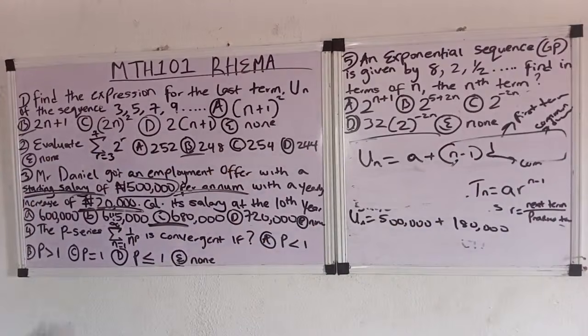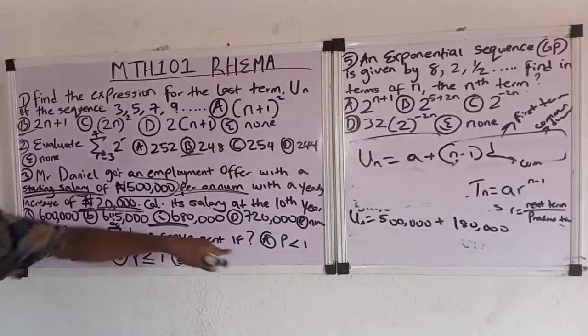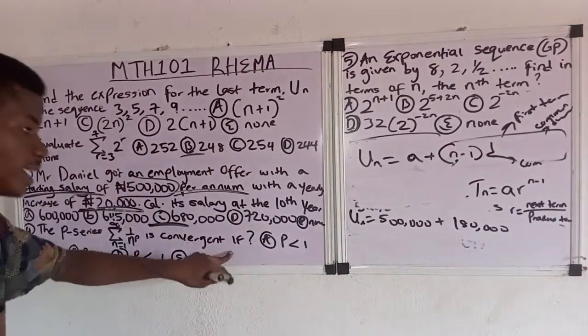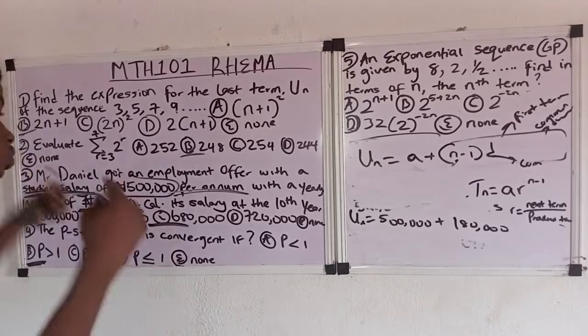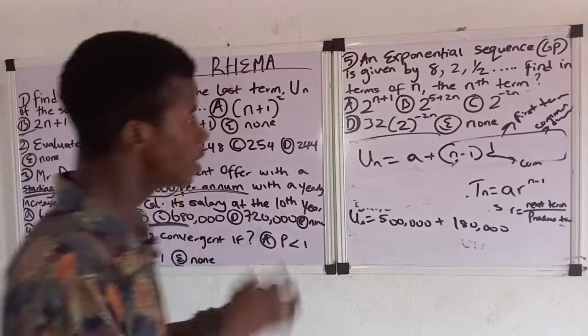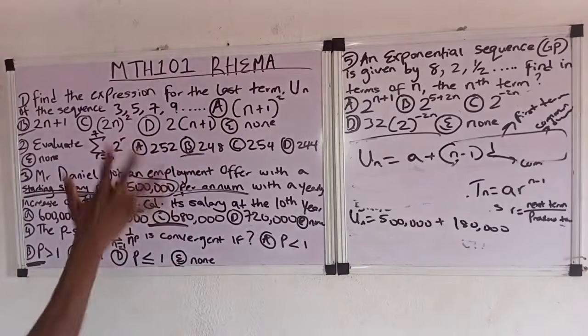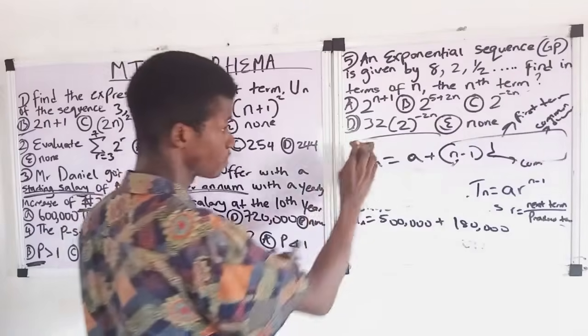Now for question 4, they said the P series is convergent if the answer is what? It is B. If P is greater than 1, it is convergent. Okay. So let's move to the next question, which is question 5.